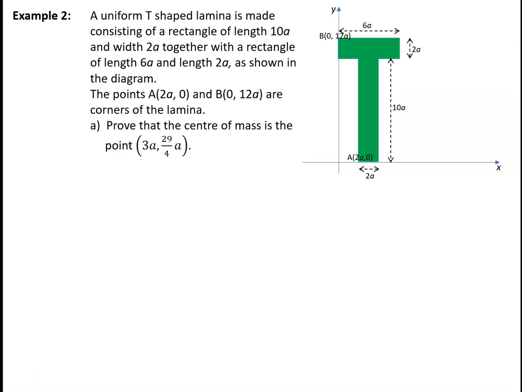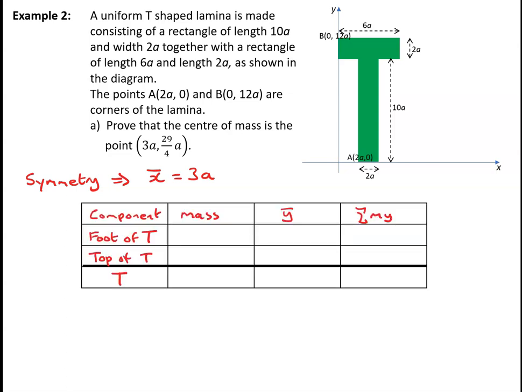(3a, 29/4 a). Now the first thing to notice about this T-shaped lamina is that it's got a line of symmetry, which is x equals 3a. So therefore the x-coordinate of the centre of mass must be 3a. To find the y-coordinate of the centre of mass, we need to split the lamina into two components. So we'll take the bottom part of the T-shape together with the top part of the T-shape.